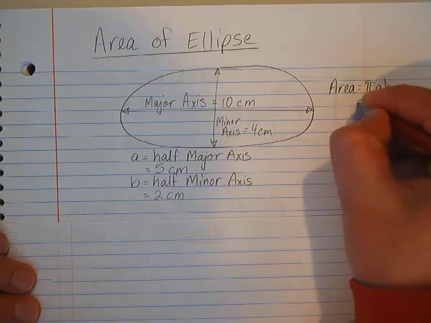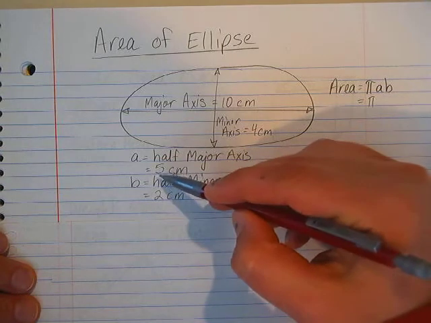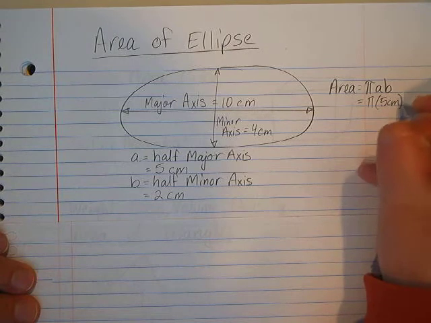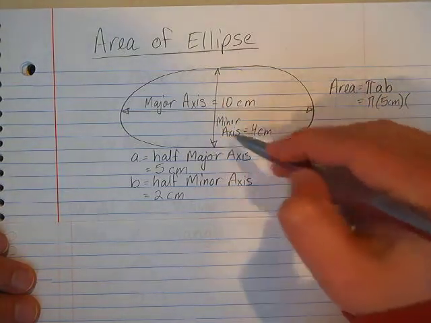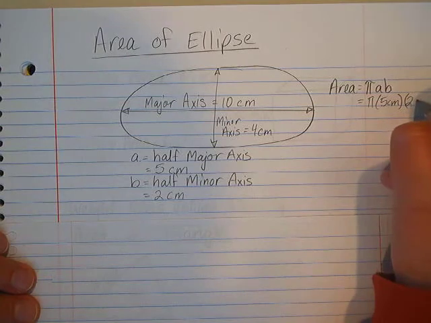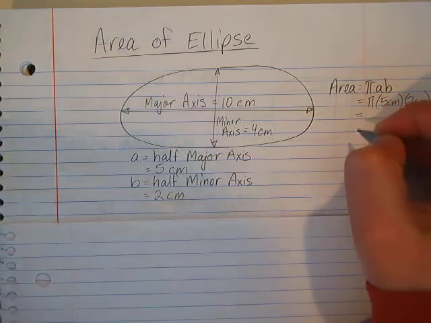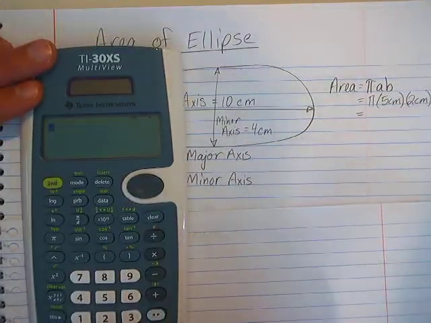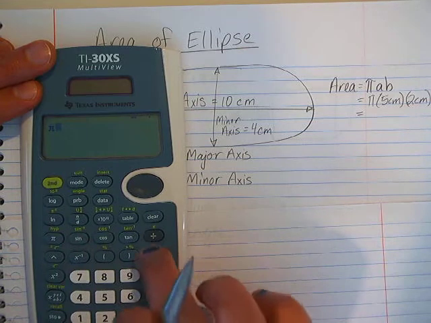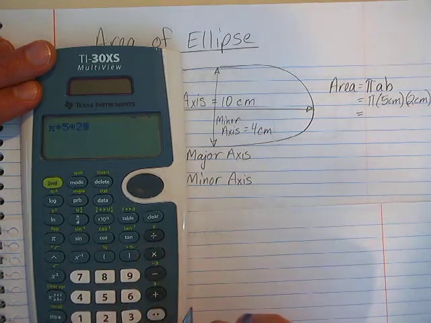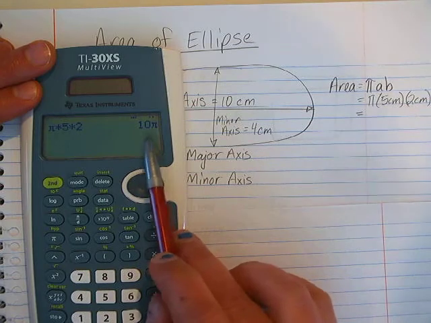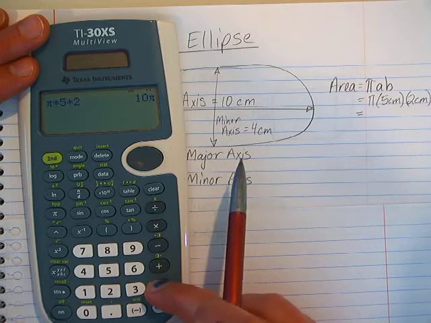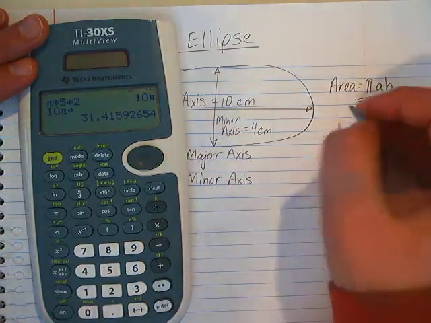So in this case, the area would be pi times A, which is half of the major axis, or 5 centimeters, and B, which is half of the minor axis, or 2 centimeters. And then when you plug that into the old calculator, it would be pi times 5 times 2. And if you have this type of calculator and it shows up like this, you can just hit this little button down here, and that changes it into a regular old number.